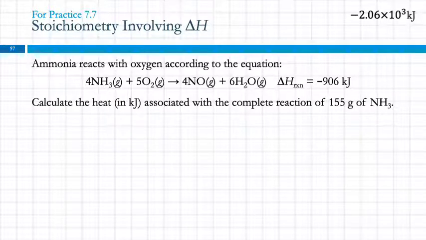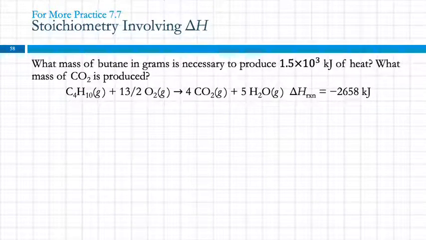Minus 2.06 times 10 to the third. What mass of butane in grams is necessary to produce 1.5 times 10 to the third kilojoules of heat? And what mass of CO2 is produced? So here, we're mixing it up, and we're given information about the energy, which I'll just write over here because there's no better place to put it. And then it's asking me how many grams of butane.